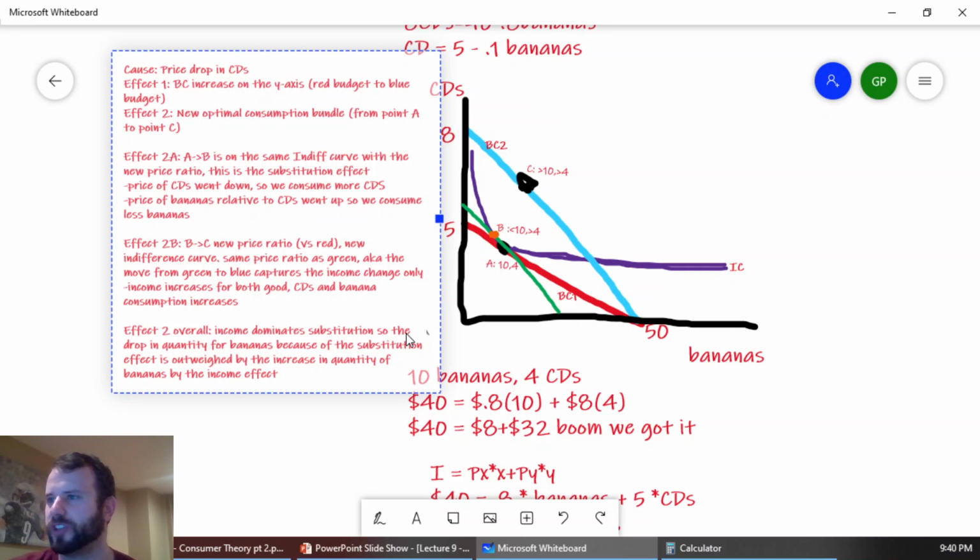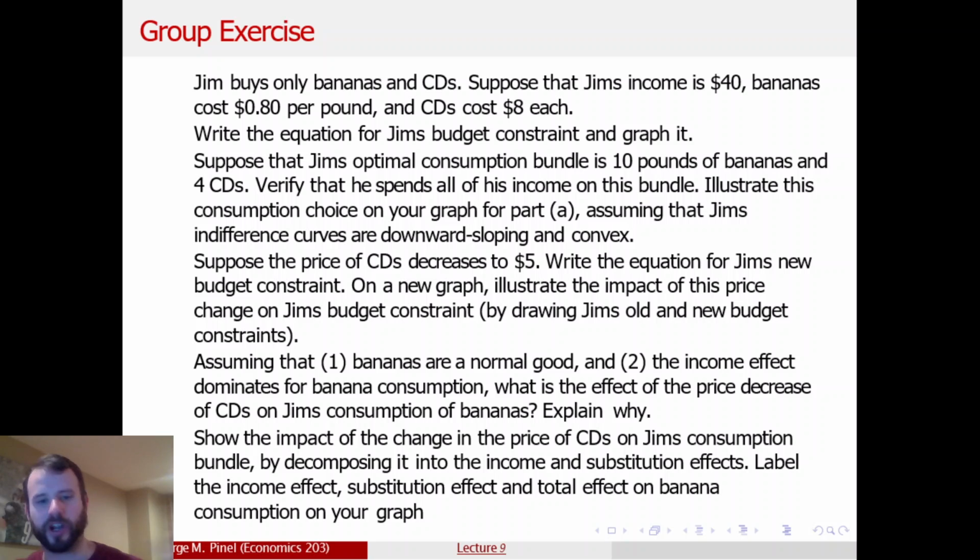So to decompose it, the move from A to B is your substitution effect, the move from B to C is your income effect, and the move from A to C is your total new optimal budget constraint change. I think that's it for the problem, and I have a nicer graph on the next slides, so let's show you that.